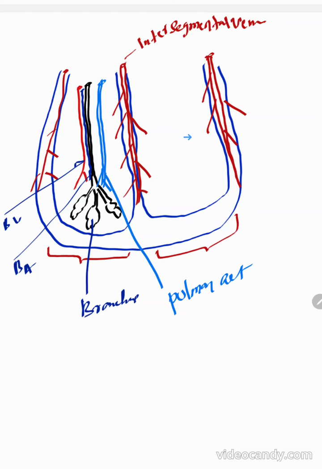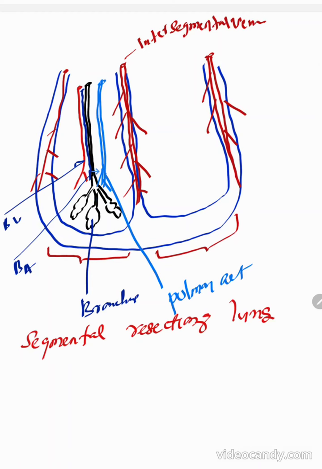Okay, and what is the importance of this bronchopulmonary segment? There is something called segmental resection of lung. For example, if there is an infection in this bronchopulmonary segment, the surgeon needs to separate or dissect out this particular bronchopulmonary segment.